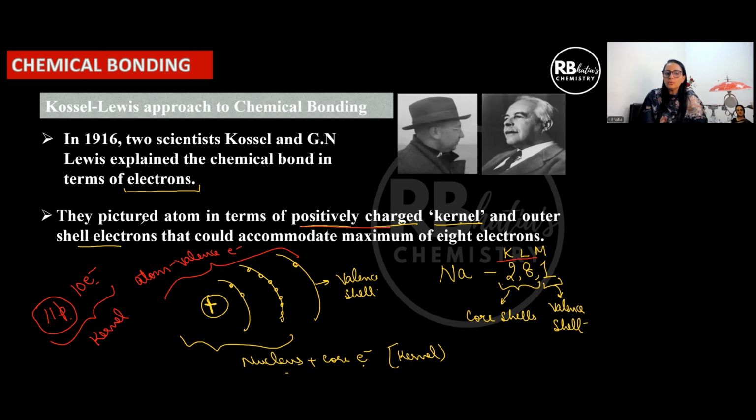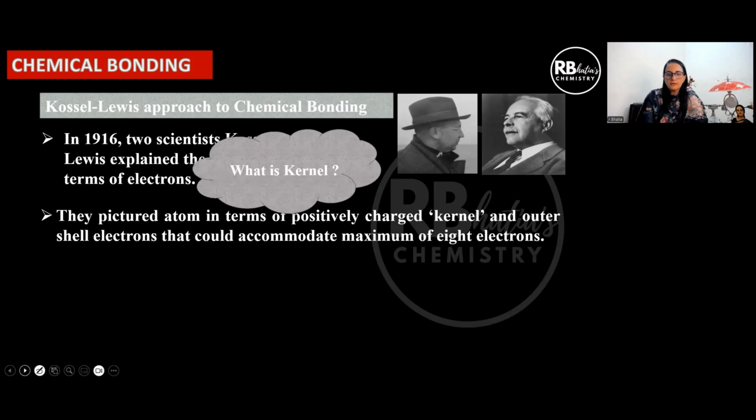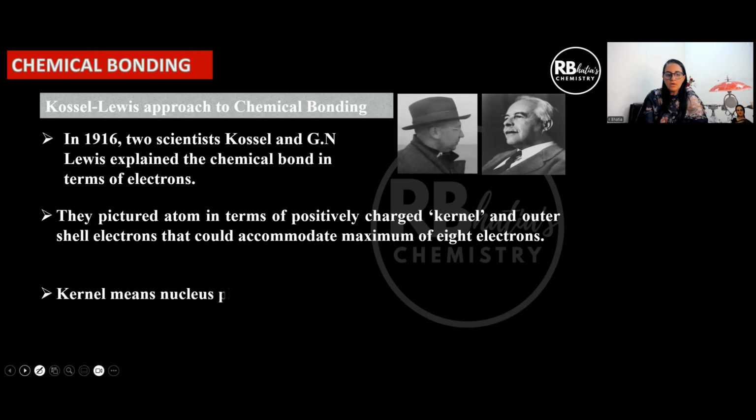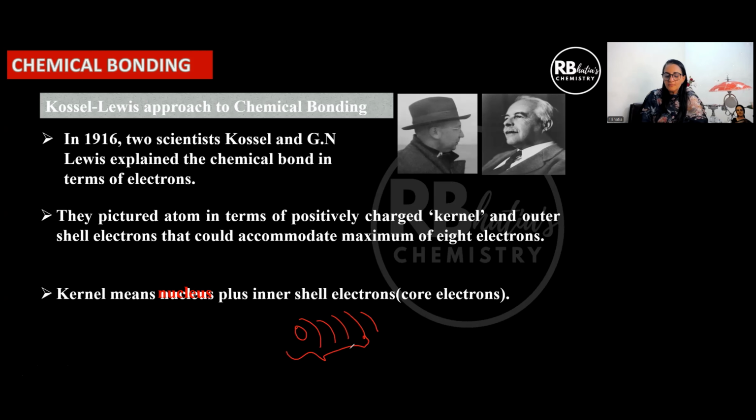understand. So Kossel and Lewis pictured atoms in terms of positively charged kernels and outer shell electrons that could accommodate a maximum of 8 electrons. Now, what is a kernel? I've already discussed with you. Kernel means nucleus plus inner shell electrons, or it also means atom minus valence electrons. Valence electrons are the outermost electrons, and all other shells put together will make the core electrons. So even if an atom has these many shells, so this much is going to be the kernel, and this is going to be the valence shell. So let us proceed further.